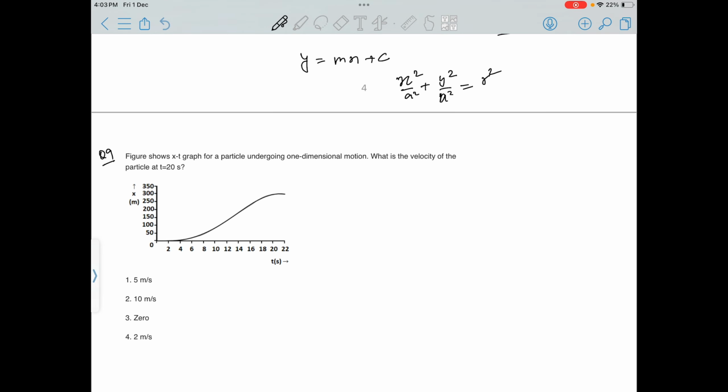Let's see question number 9. The xt graph is given, undergoing one dimension motion. What is the velocity of the particle at t is equal to 20 second? So velocity is continuously increasing. At this point of time it is decreasing, and from there it is constant. So it becomes rest, so velocity will be 0.